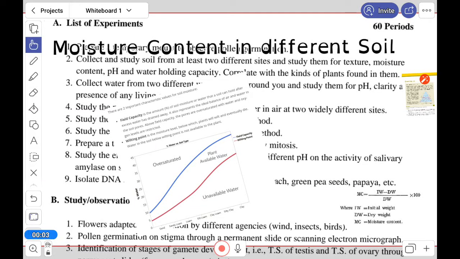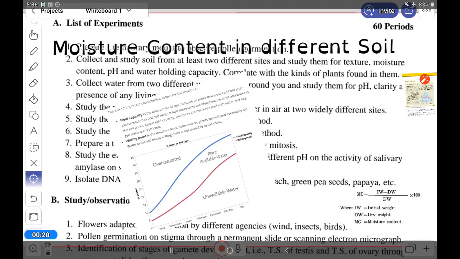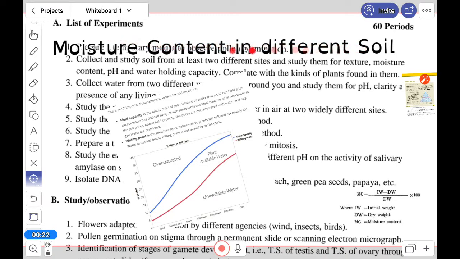Welcome to bio class. Today we will have a discussion about the experiment that we are doing. Today we are going to discuss the moisture contained in different soils. In your syllabus, see the experiment.